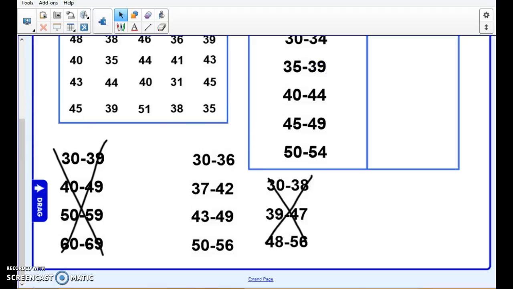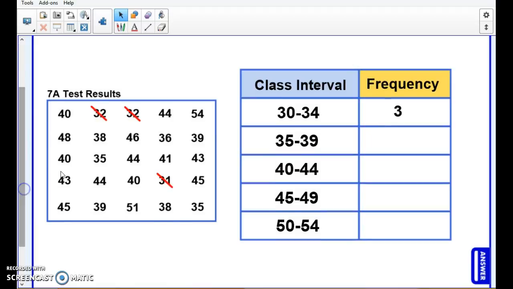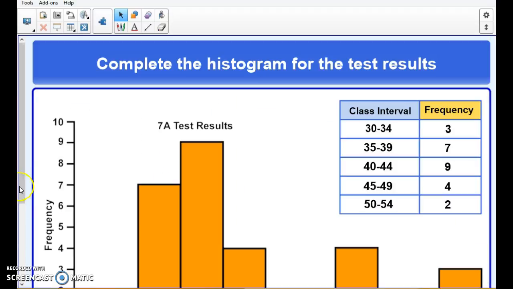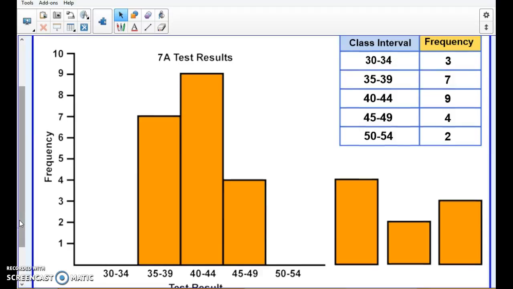And then we would go from that page to count how many are between that 30 to 34. So we're going to count 3, and then count how many are between that 35 to 39. And here it is already done for us. So 30 to 34, there were 3, 35 to 39, there were 7, 40 to 44, there were 9, 45 to 49, there were 4, 50 to 54, there were 2.